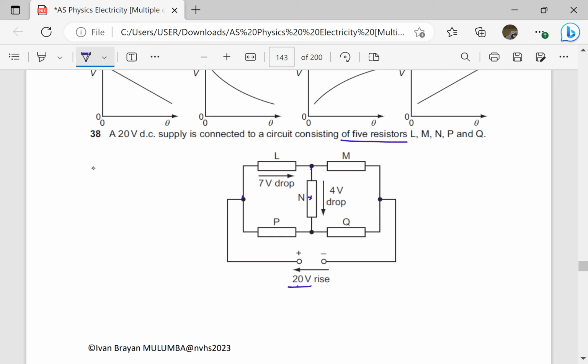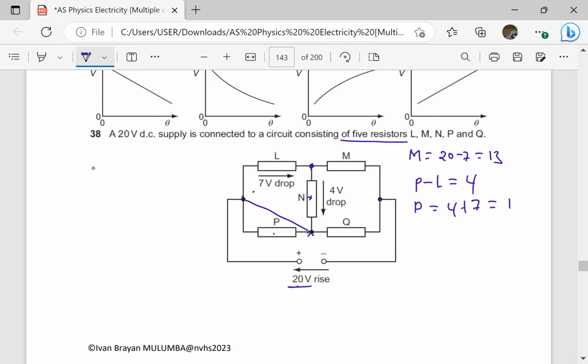That means I can now tell what M is. So M is going to be 20 minus 7, which is going to be 13. I can tell what P is. When I get the PD across P and the PD across L, and I subtract them, I should be able to get 4, which is the potential difference across these 2 points. So it means the PD across P, which I'm calling P, minus the PD across L should give me 4 volts. So P is going to be equal to 4 plus L, where L is 7.